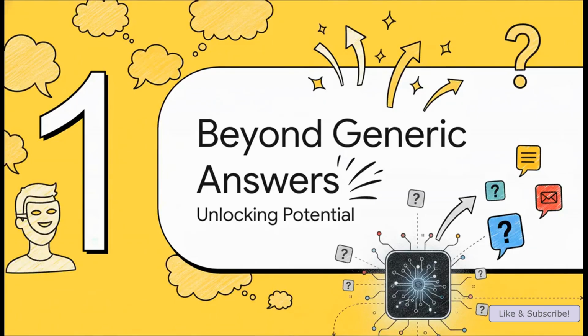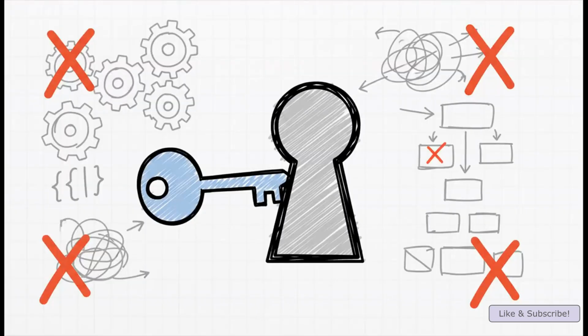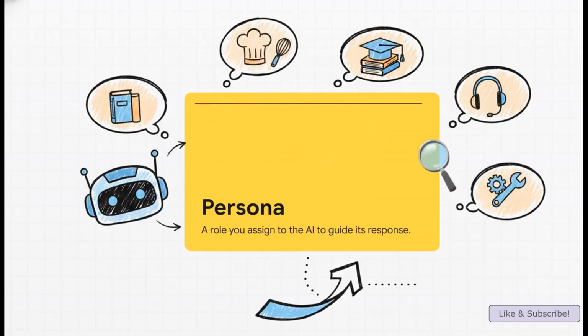You're talking to one of the most powerful language models ever created. So why are the results so often just kind of average? Well, it's usually because you're missing one simple but incredibly effective trick. And this isn't some complex coding or advanced prompt engineering. Nope, it's just a basic shift in how you ask your questions. And that trick is the persona.